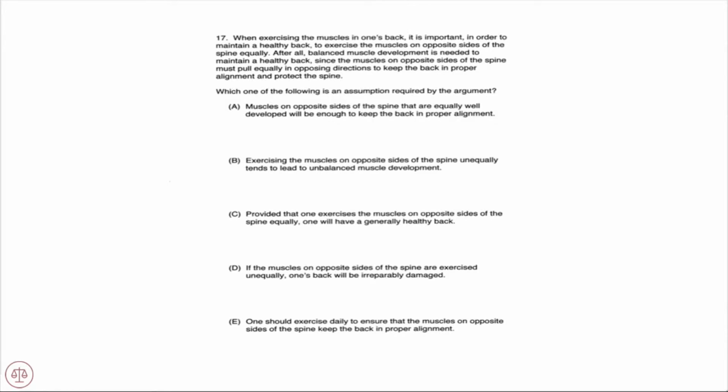All right, so argument or facts. Clearly we have an argument here with the conclusion being the first sentence: that when exercising the muscles in one's back, it is important in order to maintain a healthy back to exercise the muscles on opposite sides of the spine equally. And how do we know that? Well, balanced muscle development is needed to maintain a healthy back since the muscles on opposite sides of the spine must pull equally in opposing directions to keep the back in proper alignment and protect the spine.